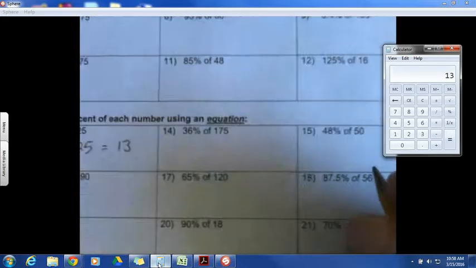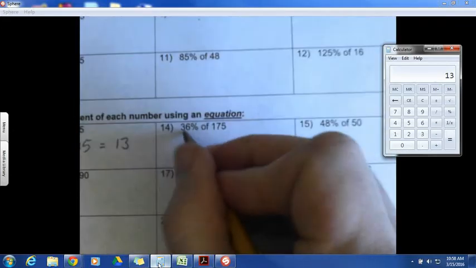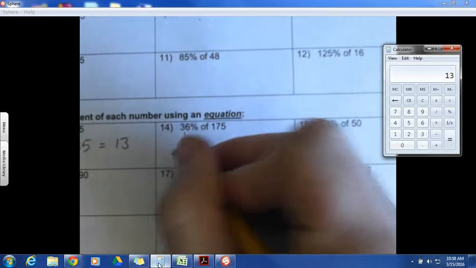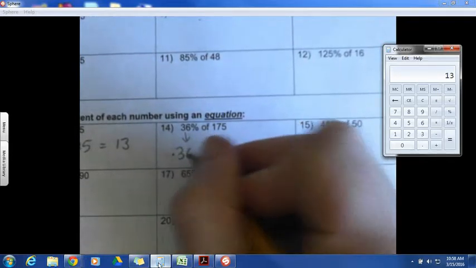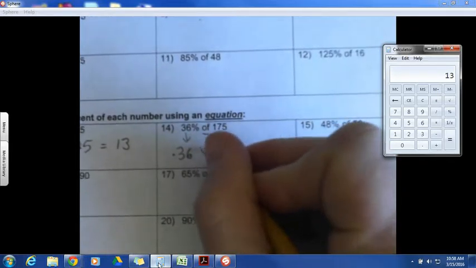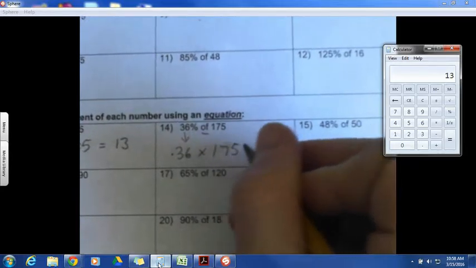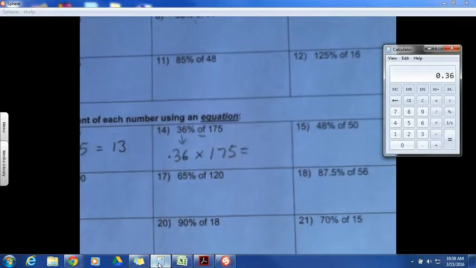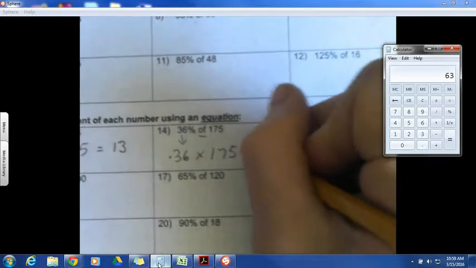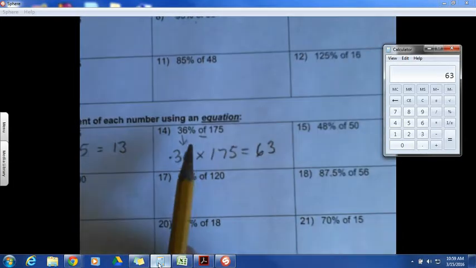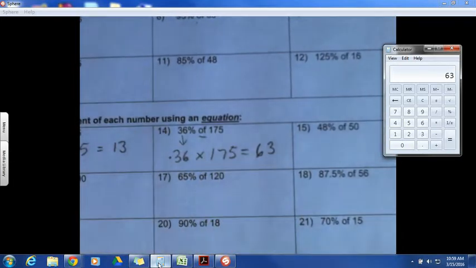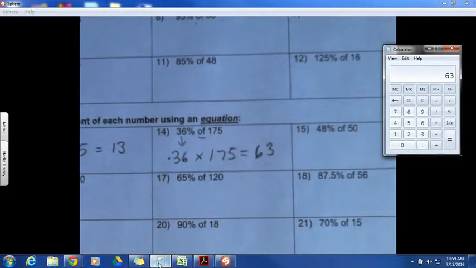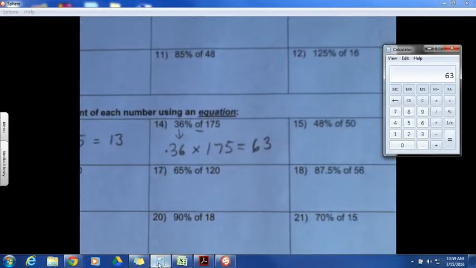Let's try number 14. Again, we just turn this percent to a decimal, so instead of 36%, now I have 0.36. Of means to multiply. There's our equation. 0.36 times 175. And we get 63. So 63 is 36% of 175. Okay. Let me try one more.